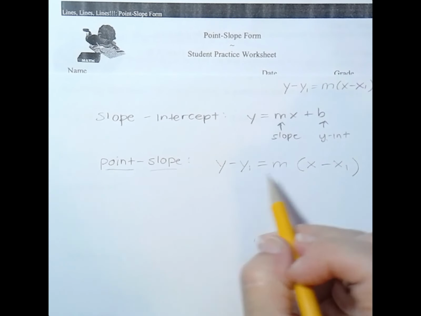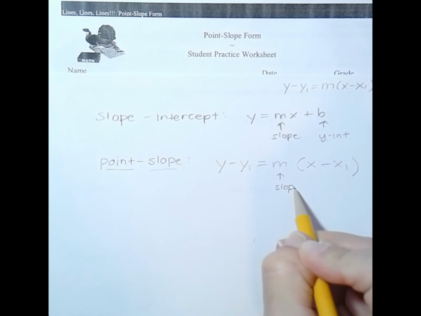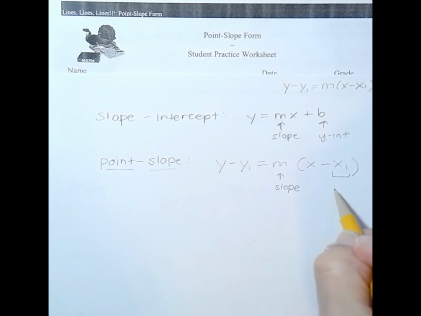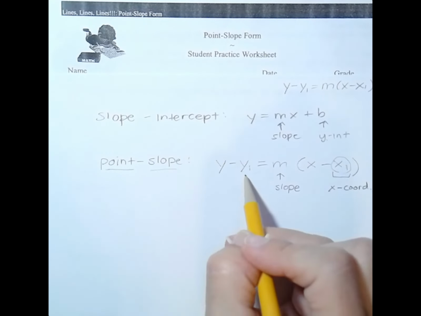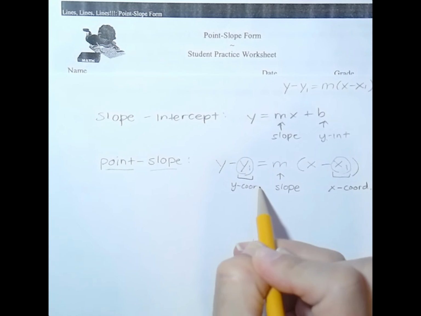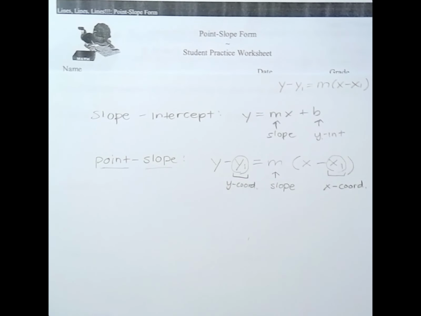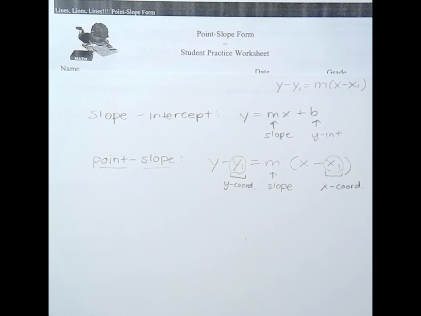Okay, and you can see in this equation, here's your slope, and then this is your x-coordinate. If you have one point that you know is on that graph or in that equation as a solution, the x-coordinate of that point goes right here, and the y-coordinate of that point goes right here. Okay, so let's take a look at a couple examples, and then I think you'll find this is a pretty simple form to use, especially when you're given a point and a slope.